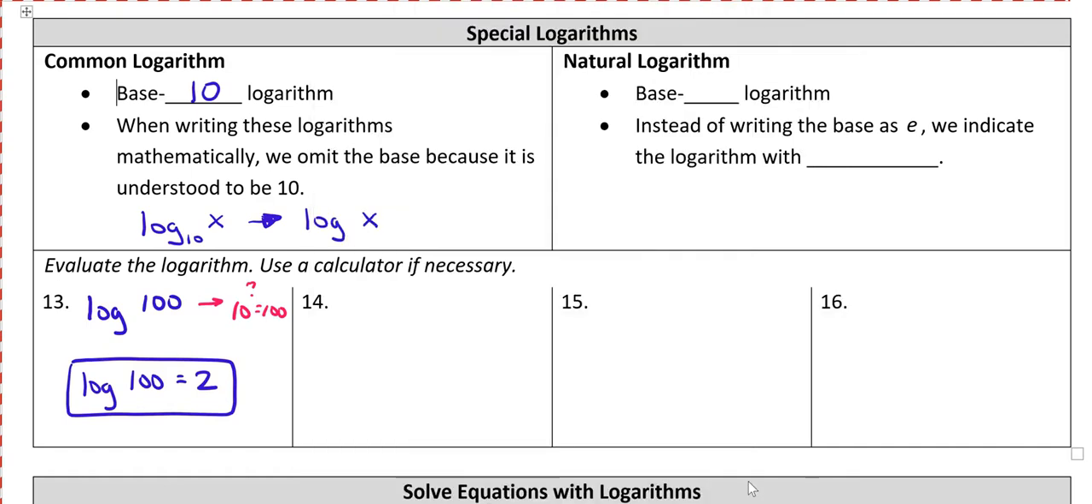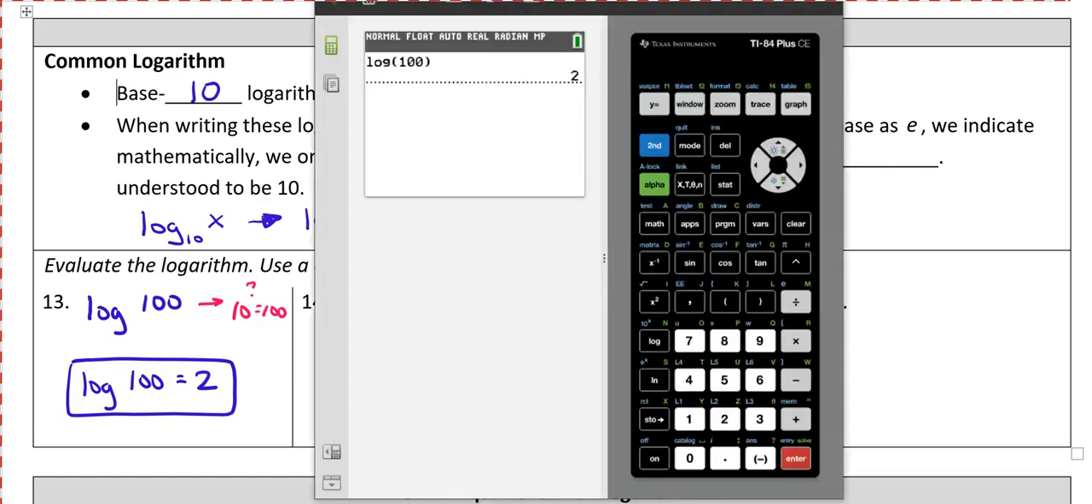Now why is this useful? Because we can't always calculate every log base 10 mentally. For example, if I had log of 250, I could sit here and think about all the powers of 10. 10 to the first is 10, 10 squared is 100, 10 cubed is 1,000, but I don't get 250. I know it's between 2 and 3, but I don't have an exact answer. So I'm going to have to get an approximate answer using my calculator. We're going to type in log of 250.